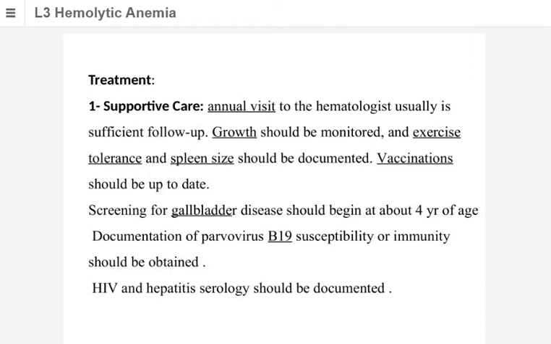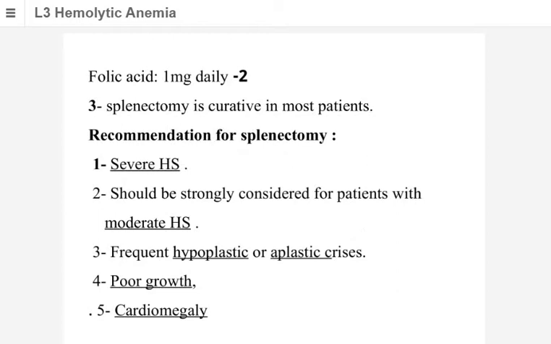Documentation of parvovirus B19 susceptibility or immunity should be obtained. HIV and hepatitis serology should be documented. These are supportive care for hereditary spherocytosis. Second point, folic acid should be given because it is a chronic hemolysis and the patient requires folate to produce RBC. In this case, folic acid is necessary. Third point, splenectomy is curative in most patients.